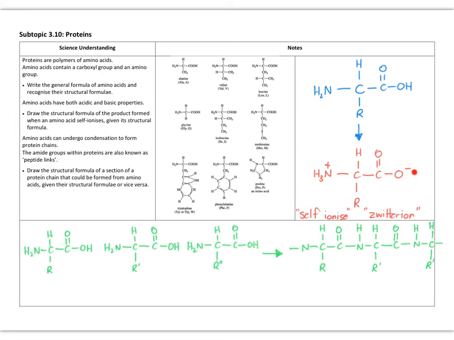So the hydrogen from here will get donated to the nitrogen here, leaving a negative charge on this end of the molecule, a positive charge on this end, and we call this a zwitterion. So this is what we're talking about here: amino acids have both acidic and basic properties. The acid can donate, the base part with the nitrogen can accept, and they can self-ionize to form these zwitterions. So you need to be able to draw that structure for any given amino acid.